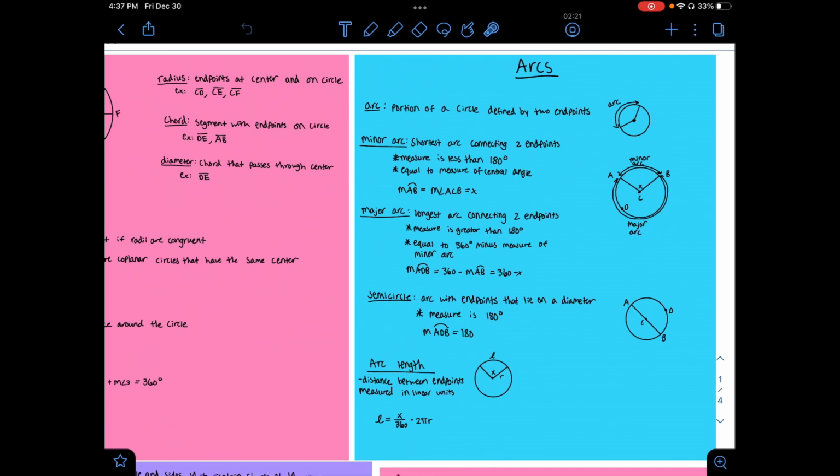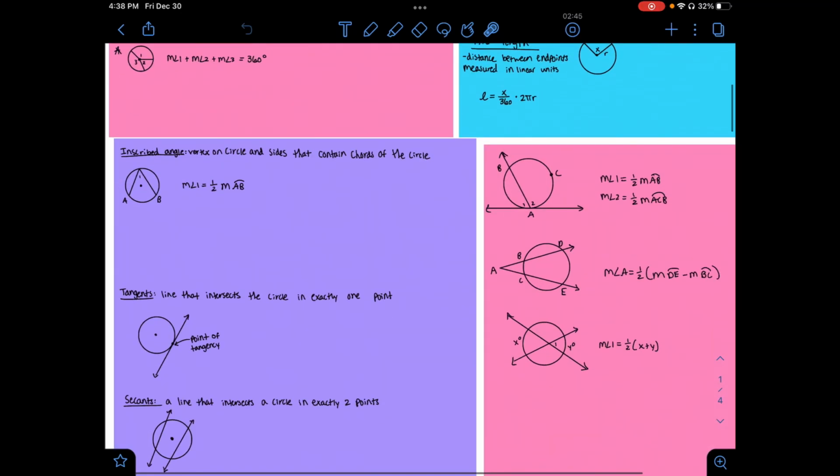The semicircle is the arc with endpoints that lie on a diameter. So it's half the circle. And it's always going to be equal to 180. So that arc's going to be equal to 180. Arc length is the distance between endpoints measured in linear units. So arc length is represented by this L. So this is equal to the measure of the central angle over 360 times 2 pi r.